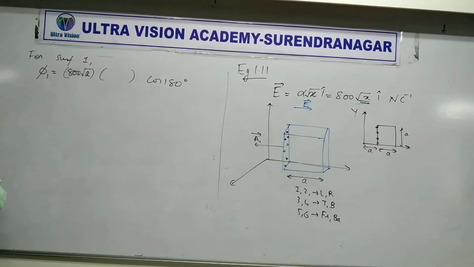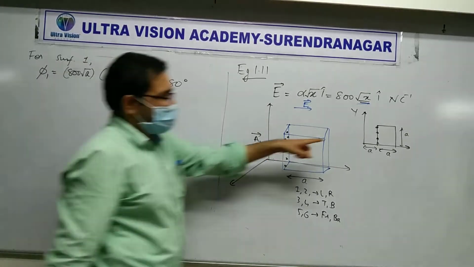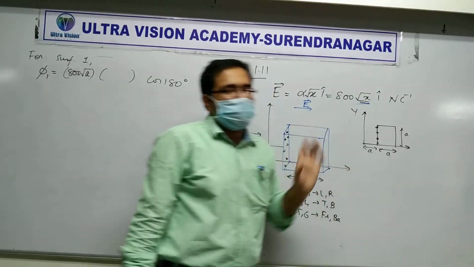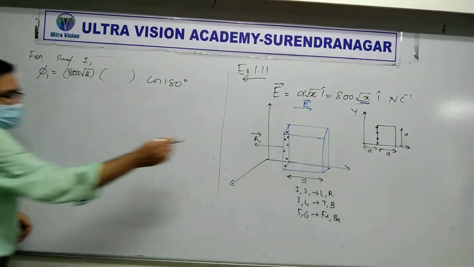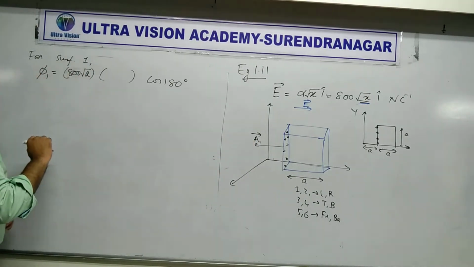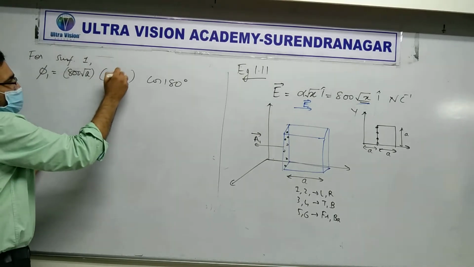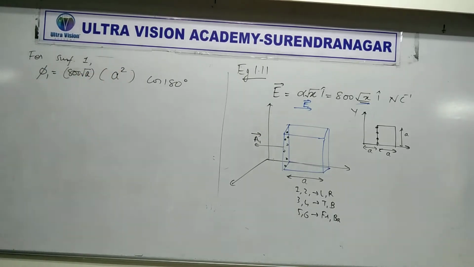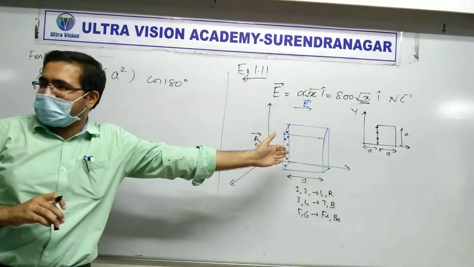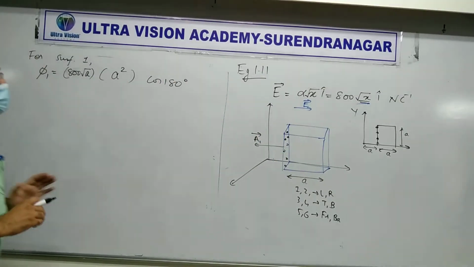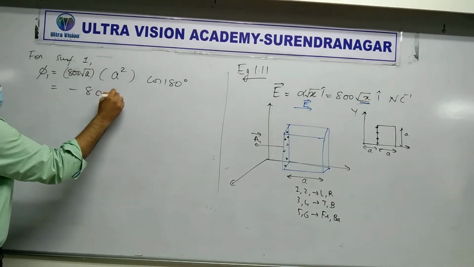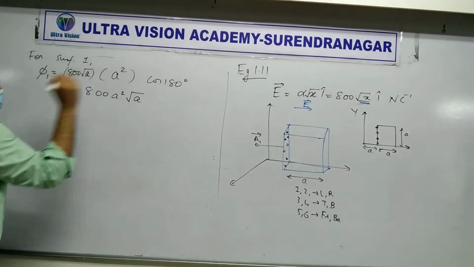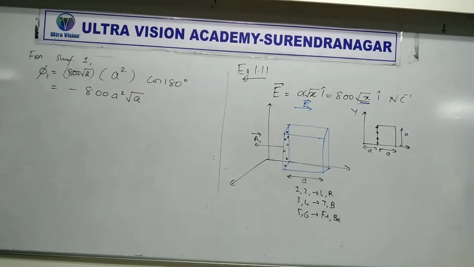Why did I write x as A? Because all these points have x coordinate A. Fine. What's the area of that face? A square, because the face of a cube has area A square. Clear? So finally this will become minus 800 A square root A. Now, same for the other side.